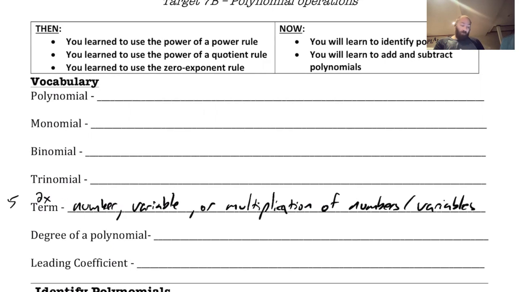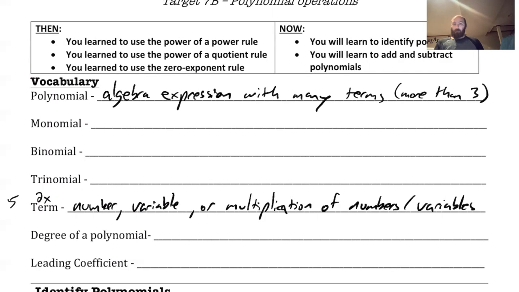So a reminder, polynomial, excuse me, this is an algebra expression with many terms. Usually if we call something a polynomial, it's got more than three terms. But we technically can call anything a polynomial as long as it's made up of terms. Monomial is going to be a polynomial with one term. So some examples of that would just be like 2x or 5, something like that.